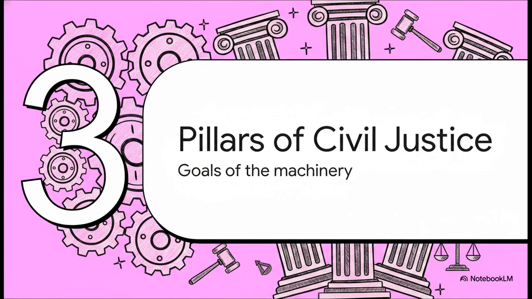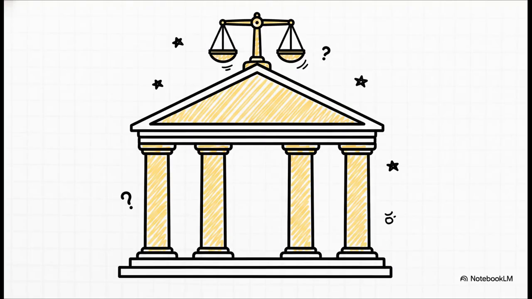Which brings us to Section 3, the pillars of civil justice. So what are the actual goals of all this procedural machinery? Look, the framers of the 1908 Code weren't just making up rules to torture us. They were pursuing 4 interlocking objectives to prevent arbitrary rulings. Let's quickly unpack these pillars.